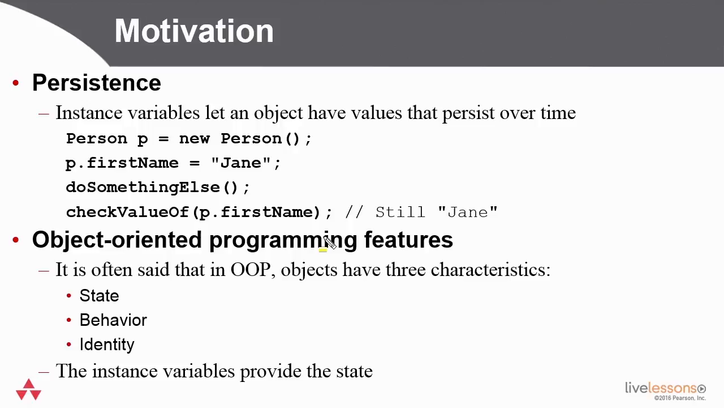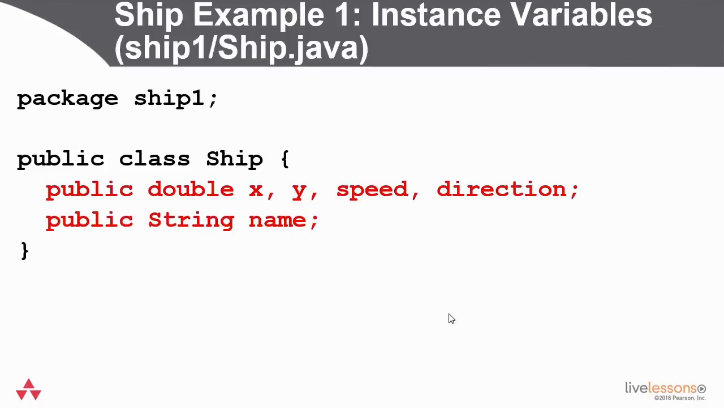Some people say that object-oriented programming has three high-level features: state, behavior, and identity. The instance variables provide this state, the data that persists over time.